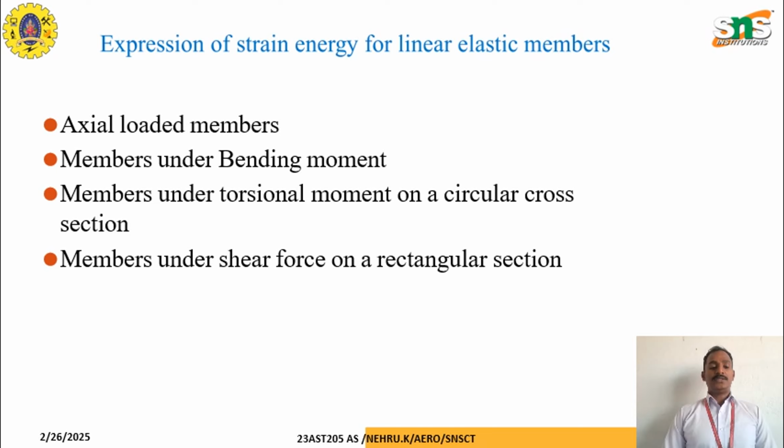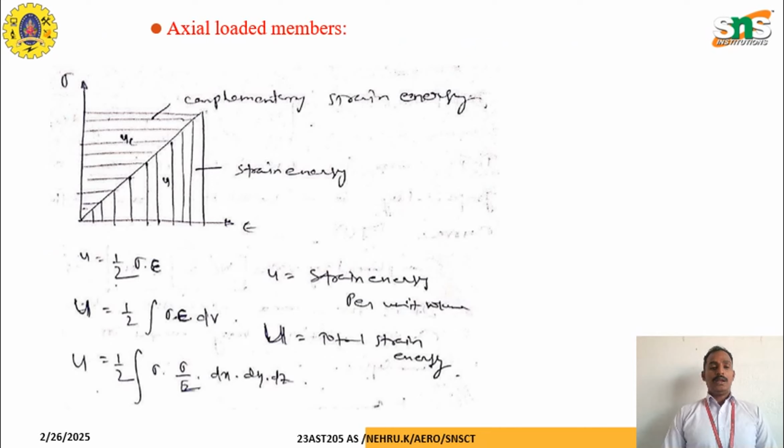So for the expression of strain energy for a linear elastic member, we have four conditions. One is the axial load member, then the member under bending moment, the member under torsional moment on a circular cross section area, and the member under shear force on a rectangular cross section area. First we go with the axial load member.